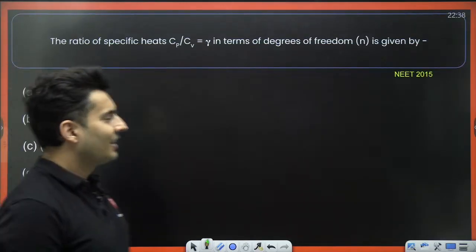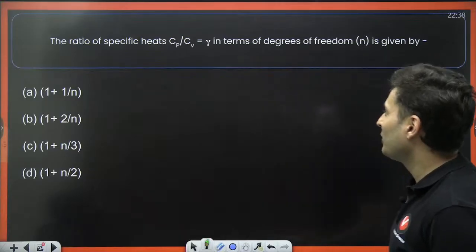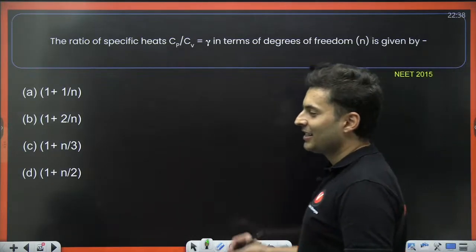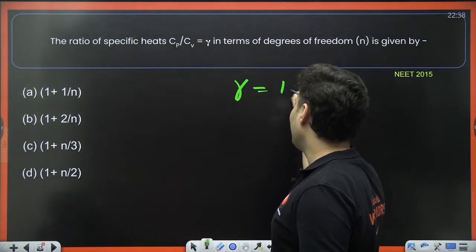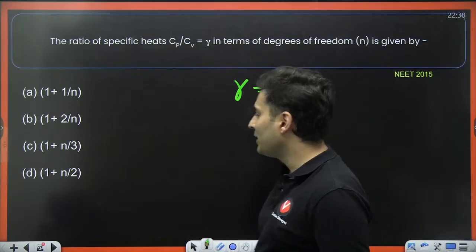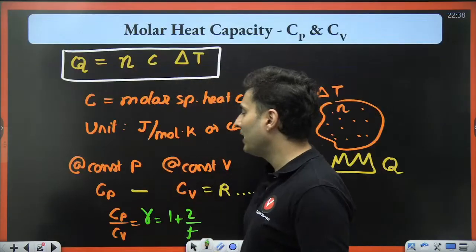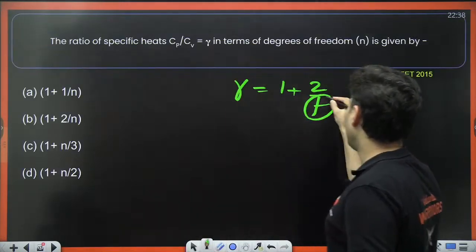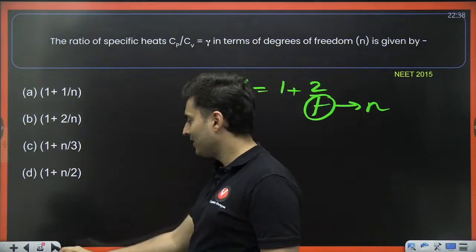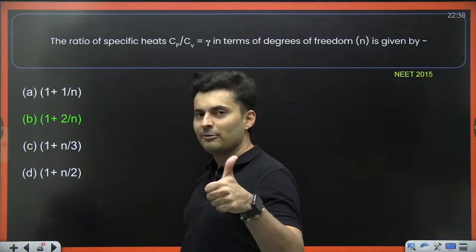So quickly answer this question. The ratio of Cp by Cv is gamma in terms of degrees of freedom, and it is given by, come on, gamma is given by 1 plus 2 by F. That's what I just told you over here, 1 plus 2 by F. So here the value of F only is N. So 1 plus 2 by N, where is it? B for biology. Very nice.